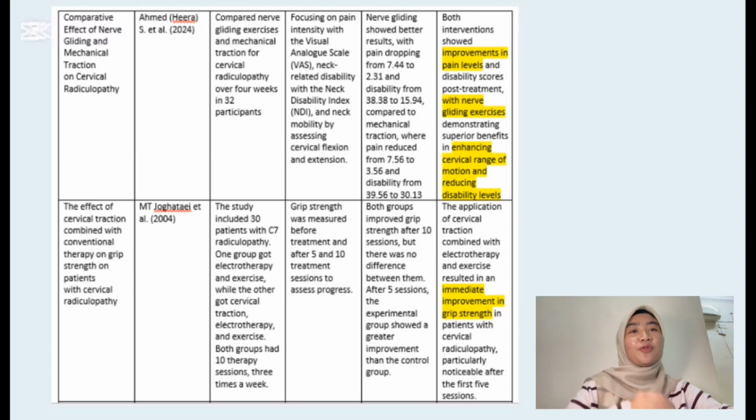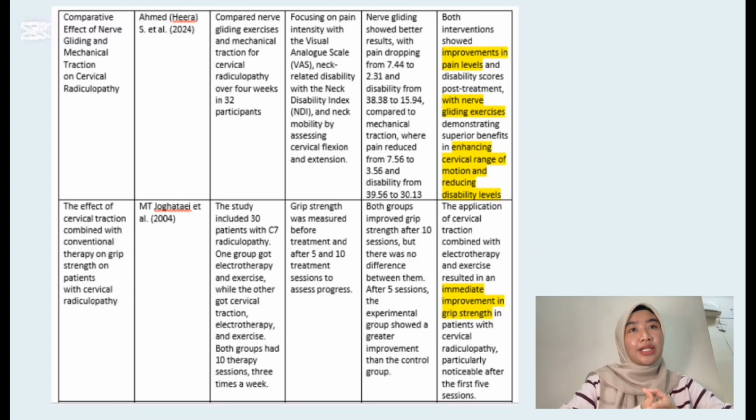So, in reviewing 5 studies, nerve gliding is the most effective intervention for cervical radiculopathy, as demonstrated by Ahmed, who found a significant reduction in pain and disability compared to mechanical traction. While manual therapy combined with exercise also showed positive results in the study by Al-Shami and Bamhai, the addition of cervical traction did not enhance outcomes.